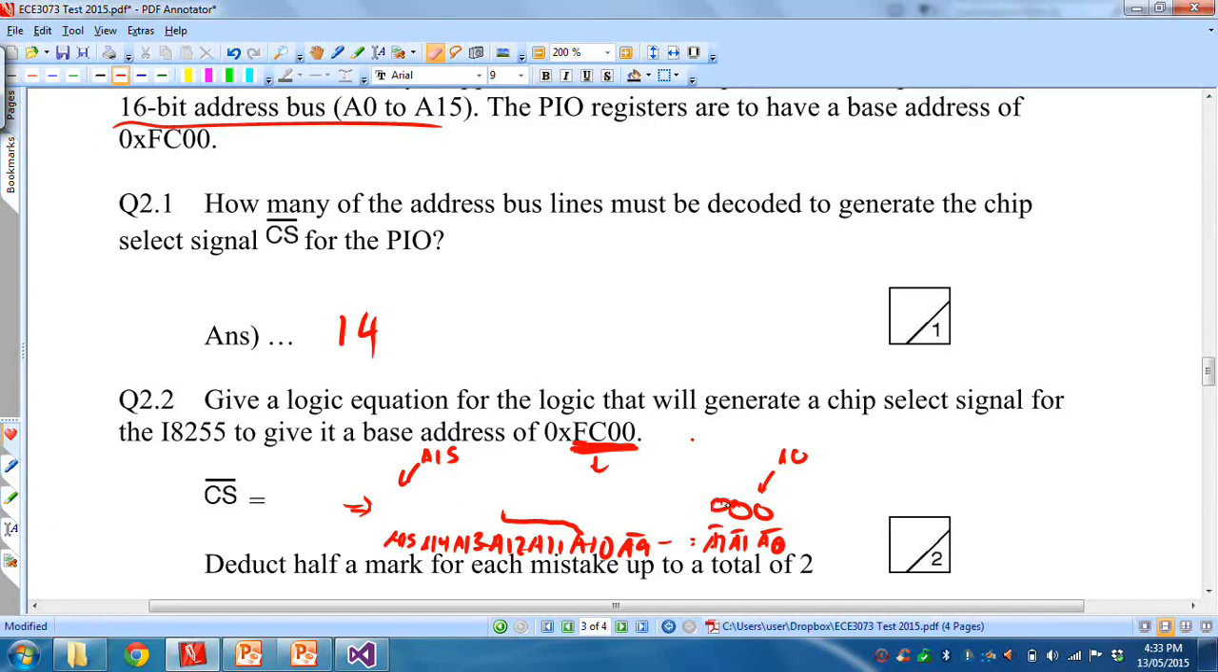So that's how I generate the address. What else do I have to do? You just notice that you've got this bar on CS bar. Stick a big bar over the top of it. You're done.